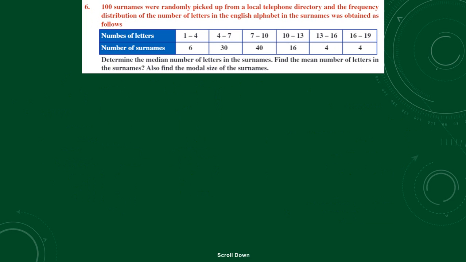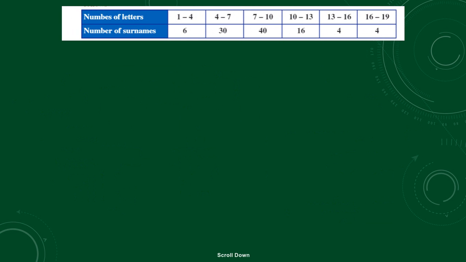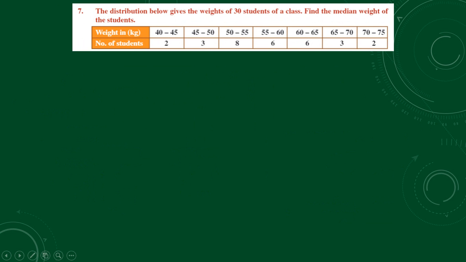Next, moving on to question number 6. Here you need to find out the median, mean as well as mode. Try to do it yourself and post the answers in the comment box. Next, moving on to question number 7. Here he is asking you to find out the median weight of the students. This also you do it yourself, using the formula, and post your comments in the comment box.